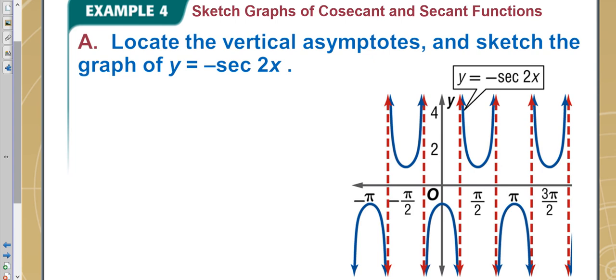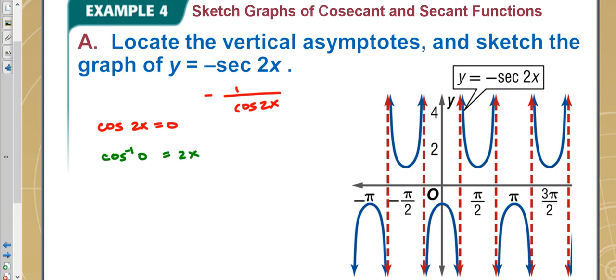So now it says locate the vertical asymptotes. Well, let's start. If this is secant, negative secant 2x is the same thing as negative 1 over cosine of 2x, which means to find the asymptote, I need to find out when does cosine 2x equal 0. So that's what I'm trying to find. The first thing I do is the inverse. So cosine inverse of 0 equals 2x. And again, the calculator will give me parentheses there. Don't be alarmed. To get x by itself, we would divide by 2. So I would divide everything here by 2.